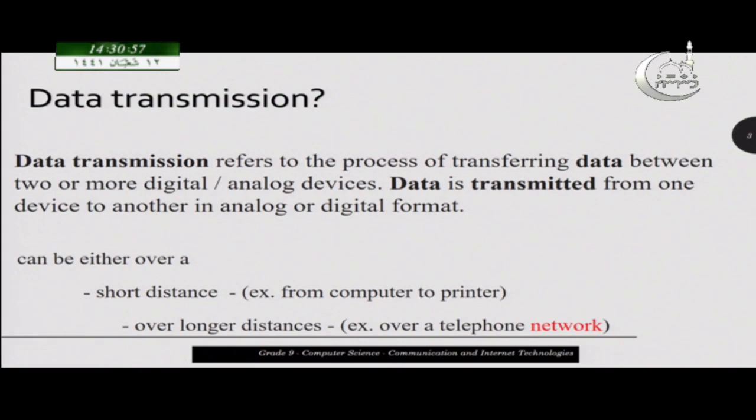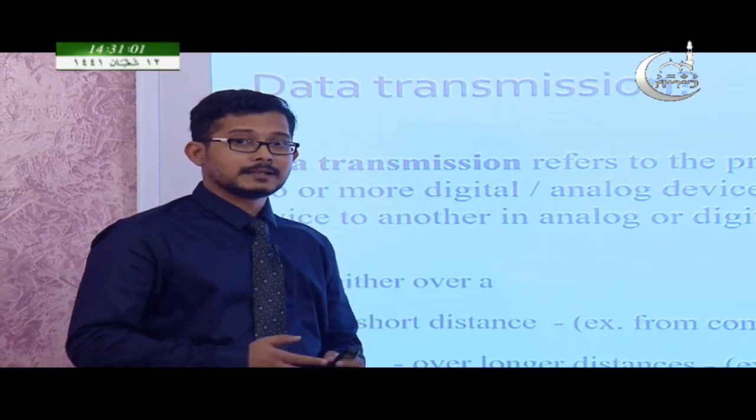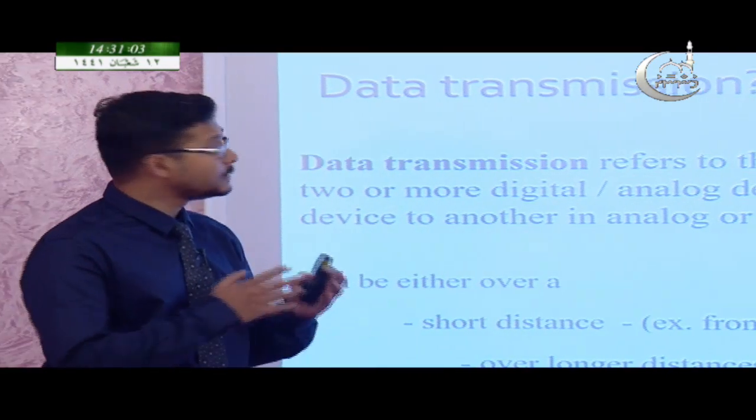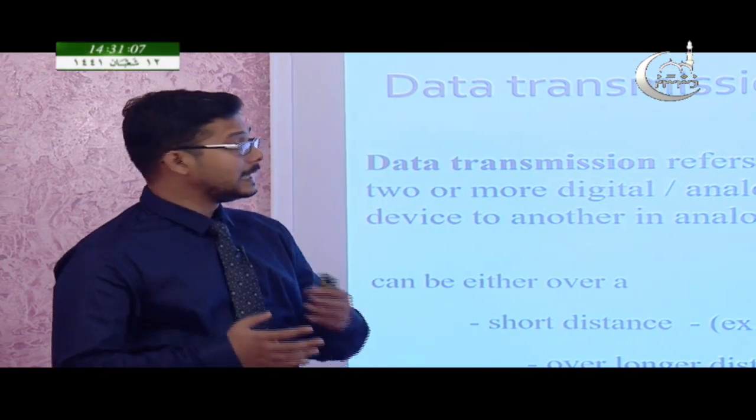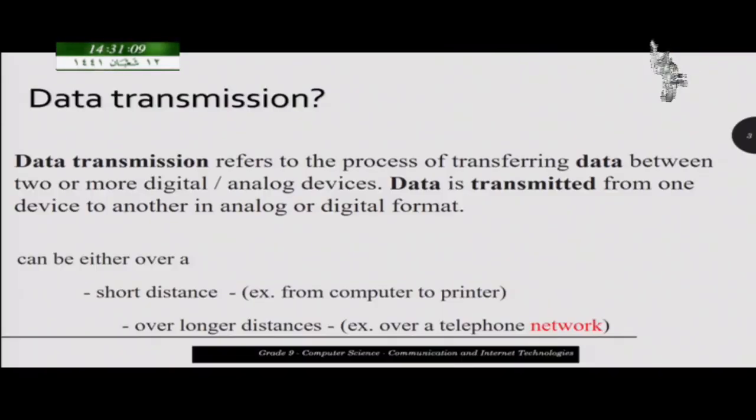Before discussing, I just want to explain what data transmission is. Data transmission is the process in which we send data between two or more devices. It can be sent in the form of analog, or we can send it in the form of digital. If you say a computer, it understands only digital, right? It consists of 0 and 1.